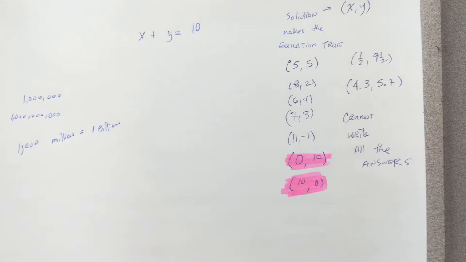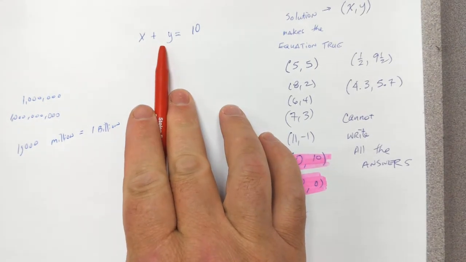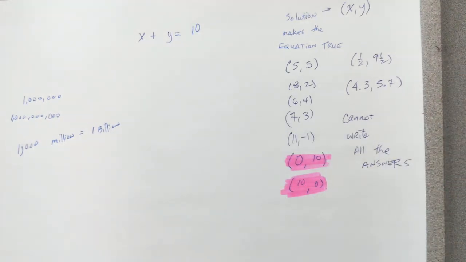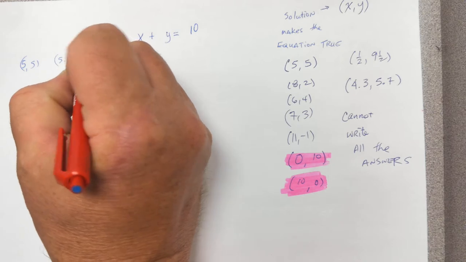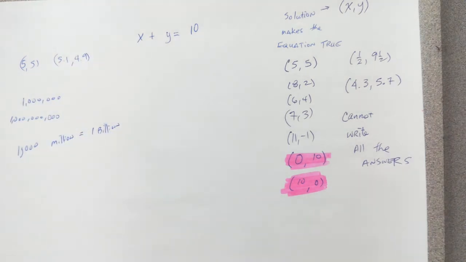There are infinite answers to this. You could never write them all. We could not even write the number of answers between 5.5 and 5.1 and 4.9, because the decimals get smaller and smaller. You could spend 32 years writing 1 billion answers, and for every one of those answers, there would be another billion answers. So we don't even try. That's why we graph. Because it gives us a way to look at all the answers. If you have a graph, you can just look.